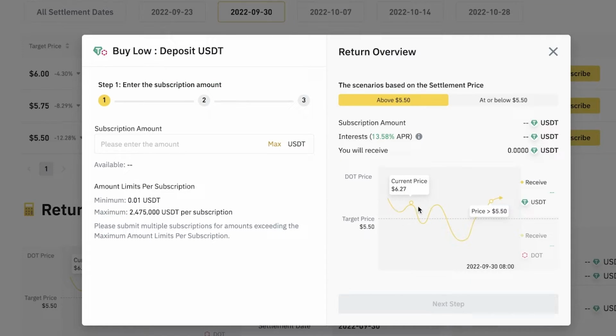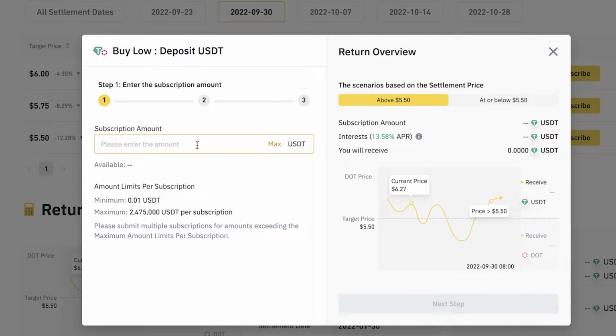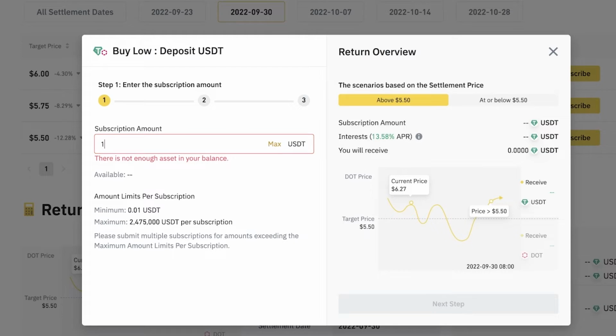And now you can see the current price is at 6.27, and you can enter the subscription amount, the amount of USDT that you want to spend on purchasing DOT. Let's say I want to purchase $100 worth of DOT. So you're just going to enter that amount that you want to use to purchase the DOT.